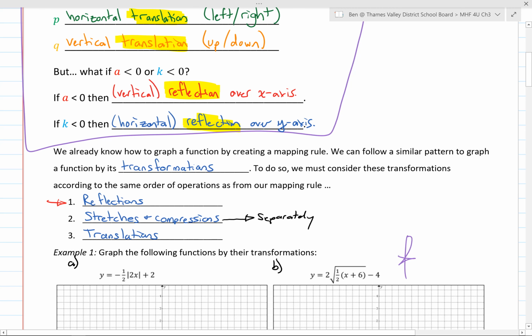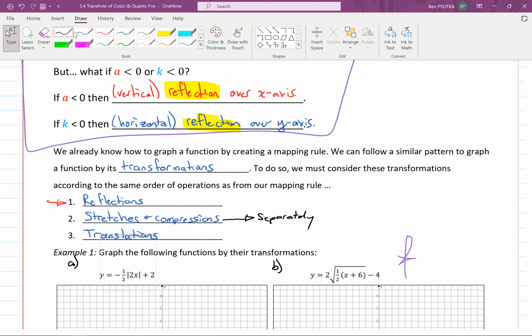Now, again, we do know how to graph with the mapping rule. We're not even starting with a cubic or quartic function. We're just going to start with one of our newer functions, with an absolute value function, and we'll try and piece it together by its transformations. Now, when we're doing so, just like when we use our mapping rule, we need to follow our order of operations. When we're graphing by these transformations, our operations tell us that we're going to work with our reflections first.